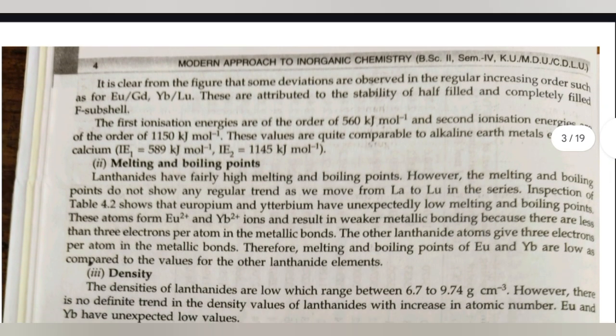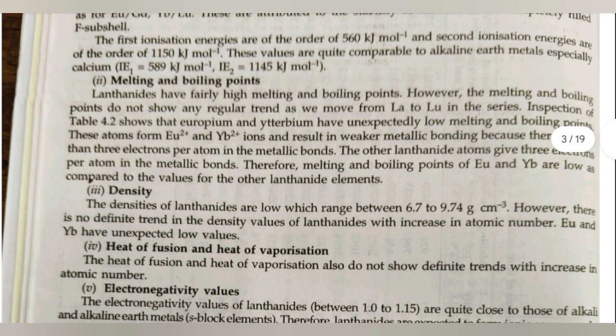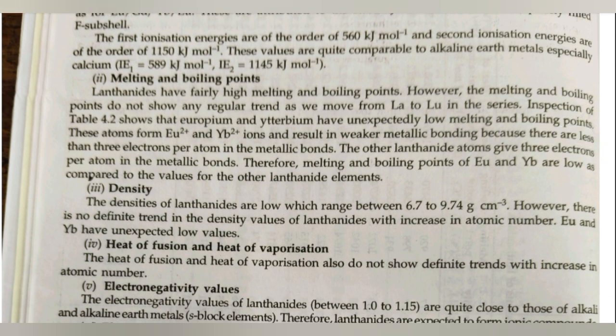It is clear from the figure that some deviations are observed in the regular increasing order, such as for europium, gadolinium, ytterbium, and lutetium. These are attributed to the stability of half-filled and completely filled f subshells. The first ionization energies are of the order of 560 kJ per mole and the second ionization energies of the order of 1150 kJ per mole. These values are quite comparable to alkaline earth metals, especially calcium, whose first ionization energy is 589 kJ per mole and second is 1145 kJ per mole.